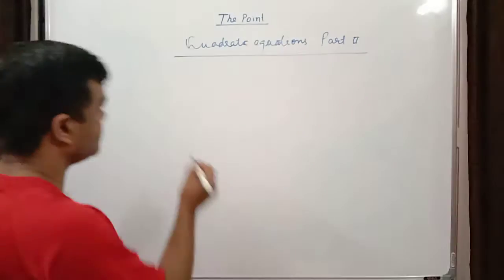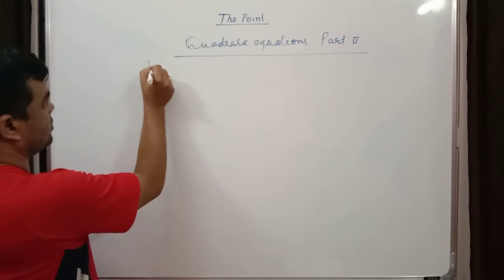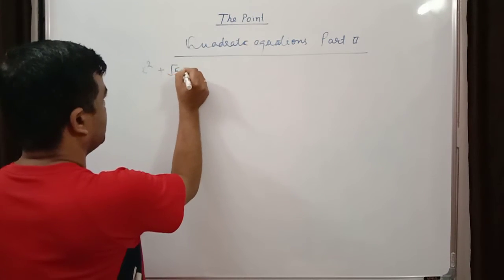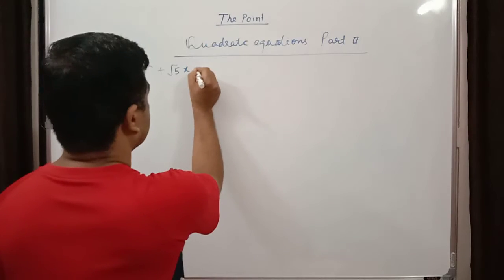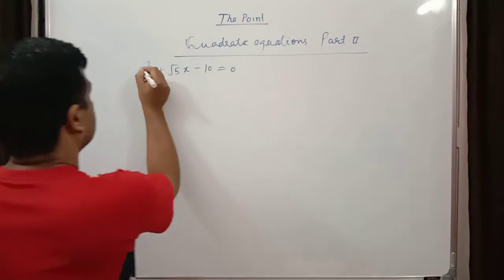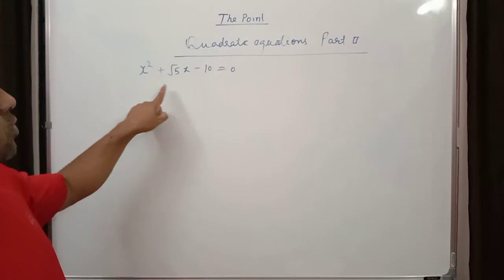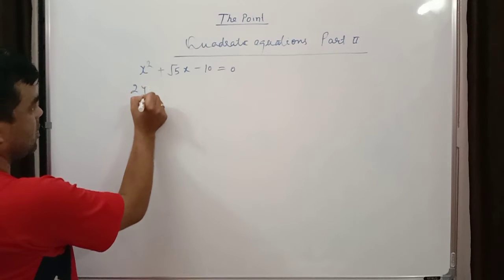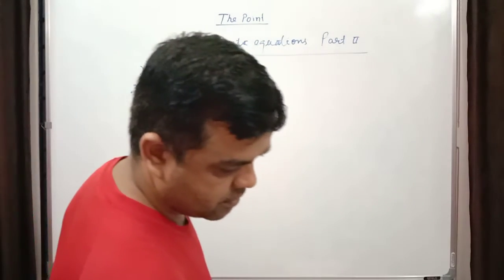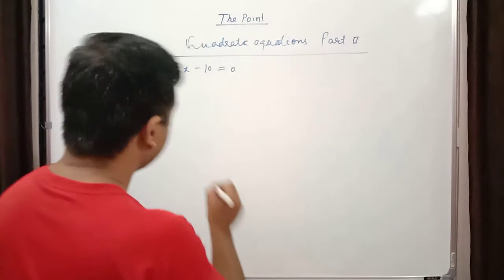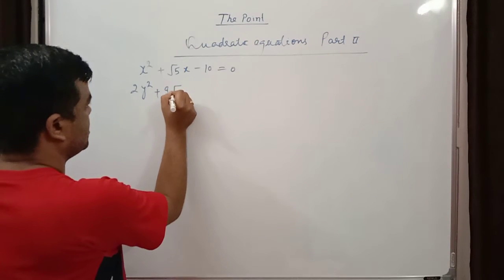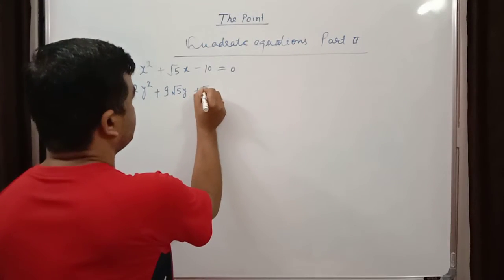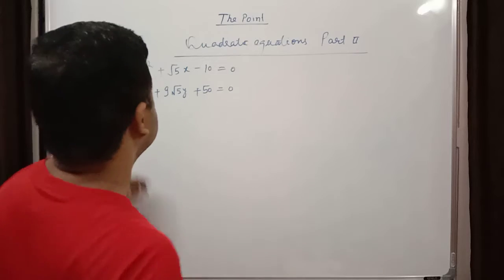Right, the question. x square plus root 5 x minus 10 is equal to 0. The other equation is 2y square plus 9 root 5 y plus 50 is equal to 0. These are the two equations.